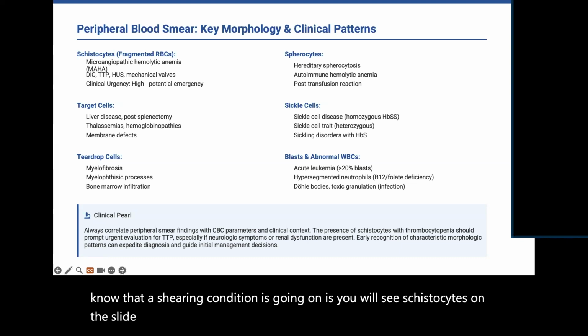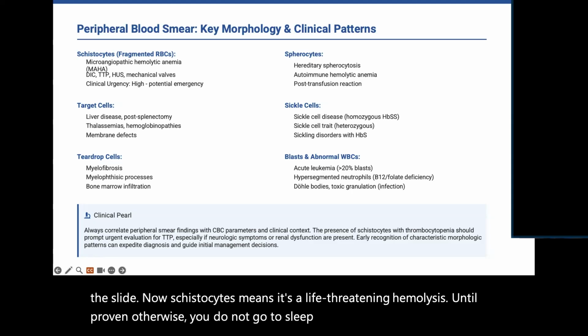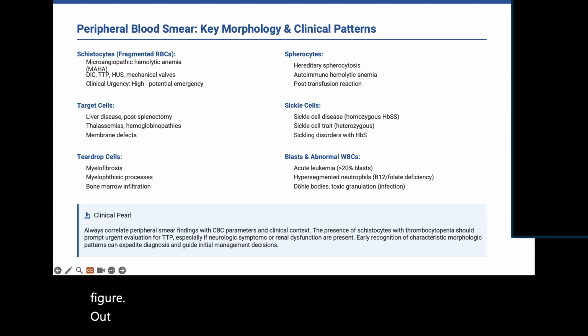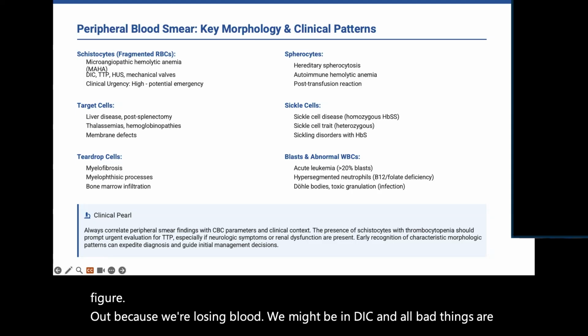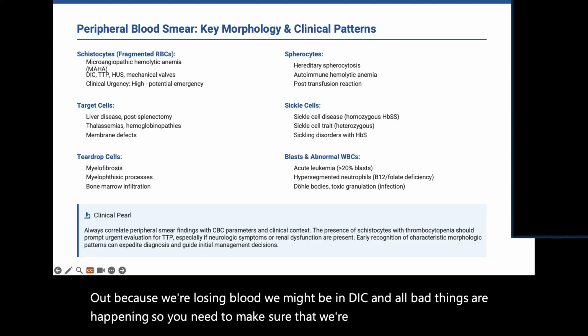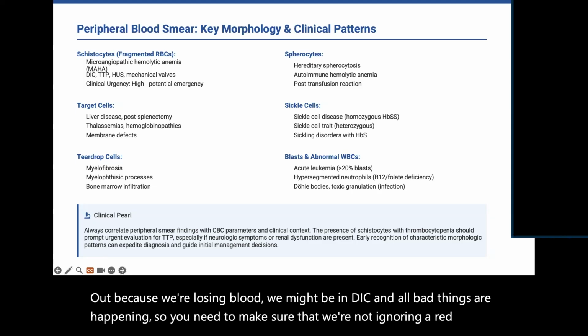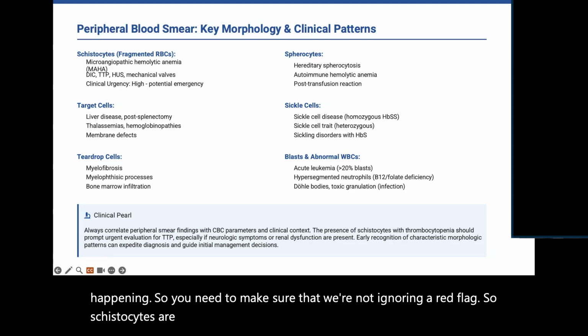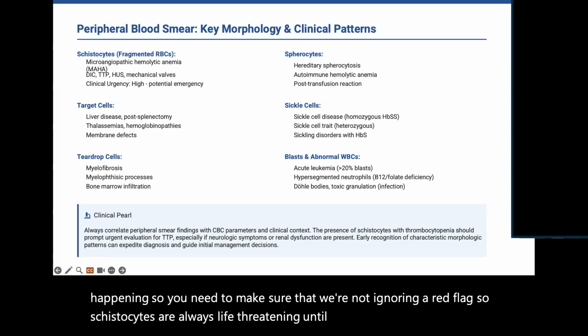Now, schistocytes means it's a life-threatening hemolysis until proven otherwise. You do not go to sleep on schistocytes. You need to figure this out because we're losing blood. We might be in DIC and all bad things are happening. So you need to make sure that we're not ignoring a red flag. So schistocytes are always life-threatening until proven otherwise.